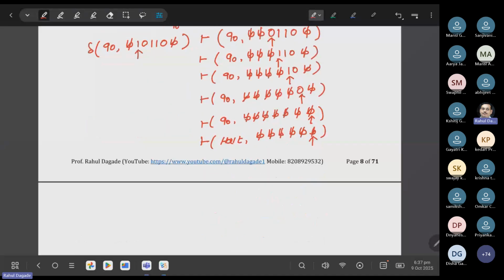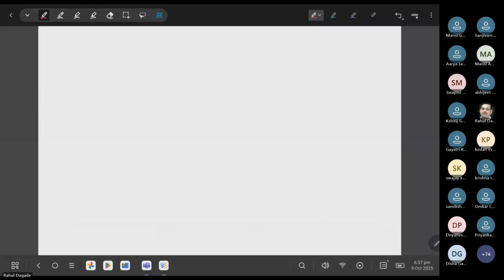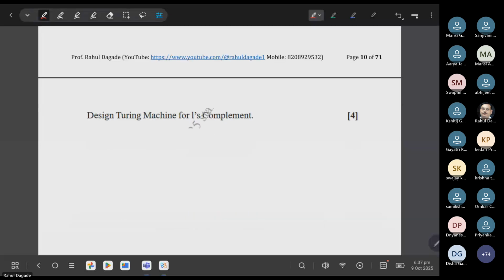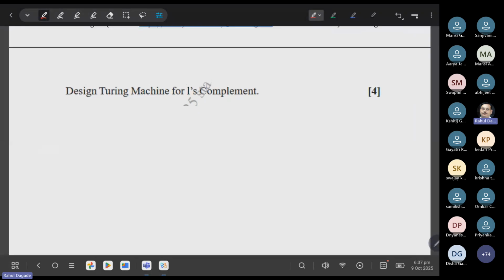Now let us come to the next problem. Design a Turing machine for one's complement. So what is one's complement? One's complement means 1 is converted into 0 and 0 is converted into 1. It's a reverse of it.